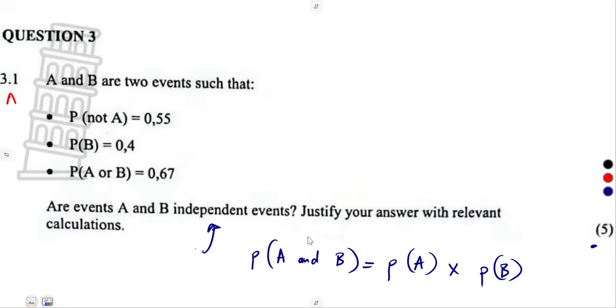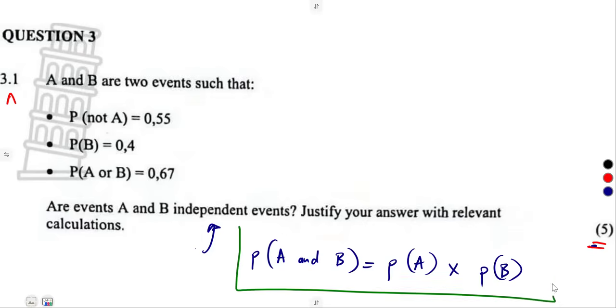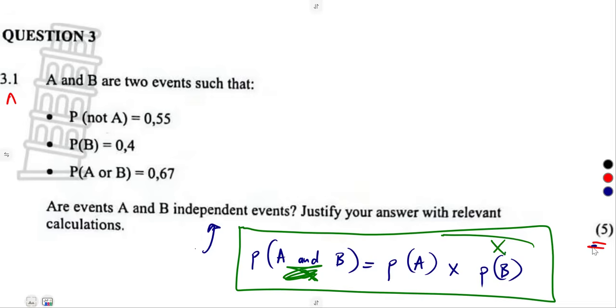But is it the case? Look at the number of marks, 5 marks. It is certain that there is something that we must work out. Because this is a condition that we want to prove, we do not have probability of A and B. We do not even have the probability of A, so that we can find the product of these two. So you are forced to find these two: probability of A, probability of A and B.